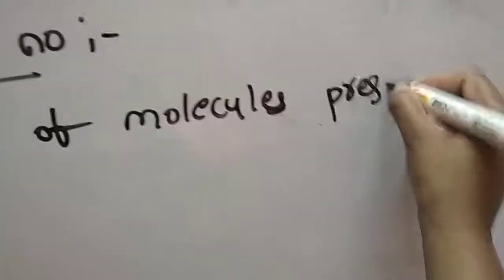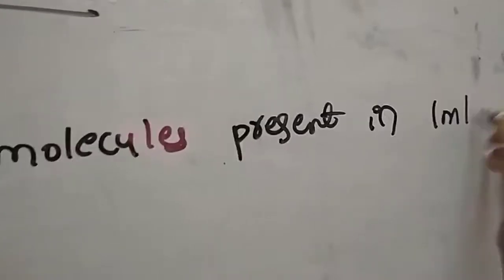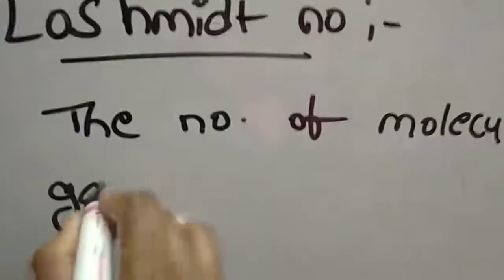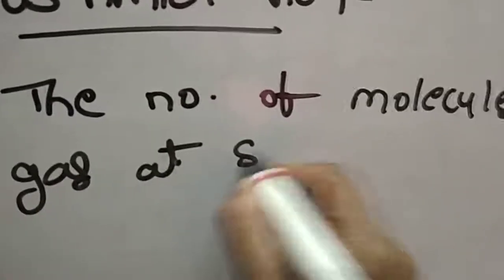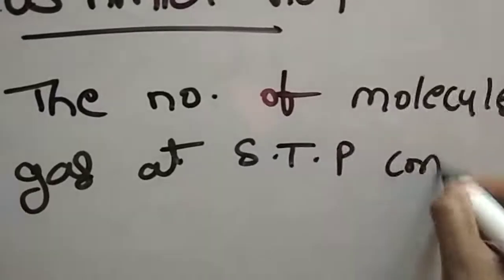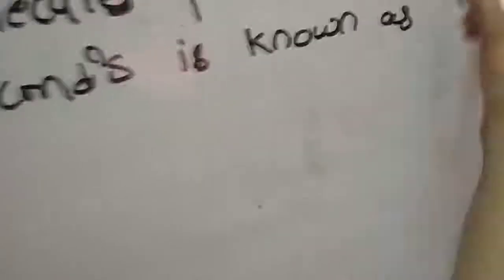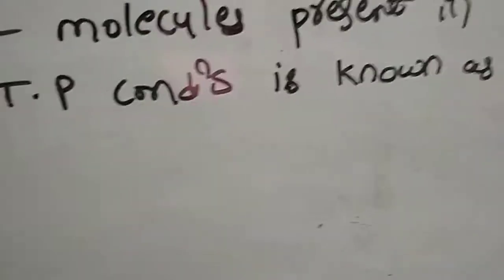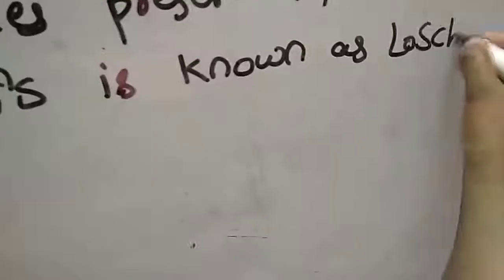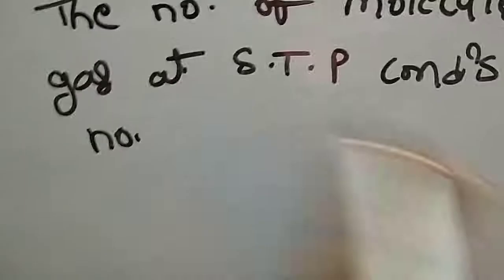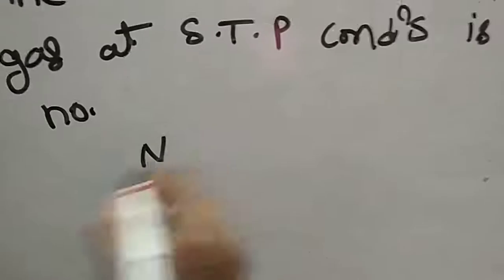present in 1 ml of a gas at STP conditions is known as the Loschmidt number. Here n is nothing but the Avogadro number.